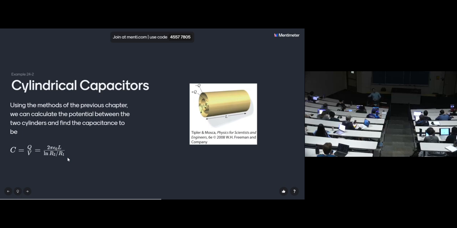So as you separate these further and further away from one another, as R2 gets bigger and bigger, you have to consider that the logarithm does not have an asymptote, but it does flatten out very quickly. You have to have these two things very close together in order to have a natural log that is close to 1, in which case you would end up having a higher capacitance as you bring these two cylinders closer together.